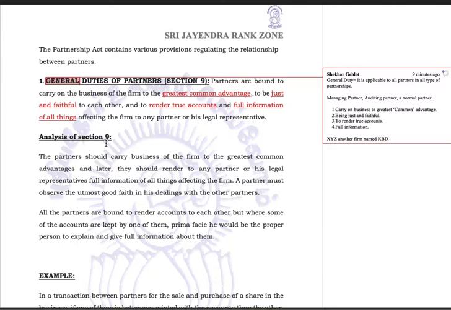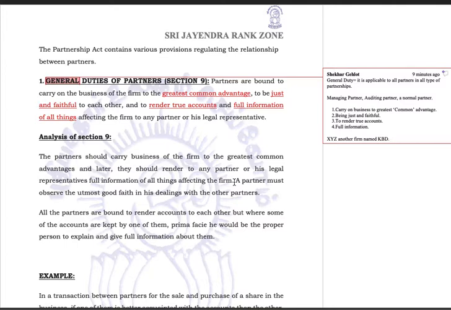Now let's do the analysis of Section 9. The partners should carry on the business of the firm to the greatest common advantage, and like we have discussed, it has to be uniform for all the partners. And later, they should render to any partner or his legal representative full information of the things affecting the firm. Whatever is affecting the firm.